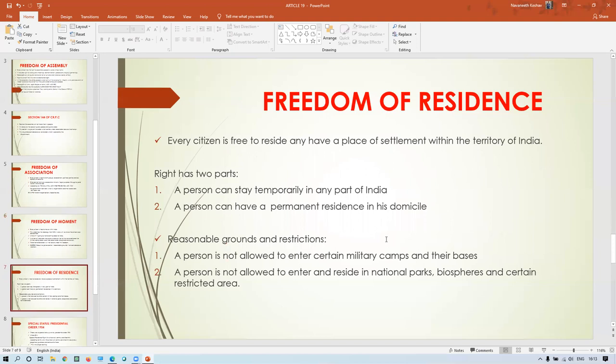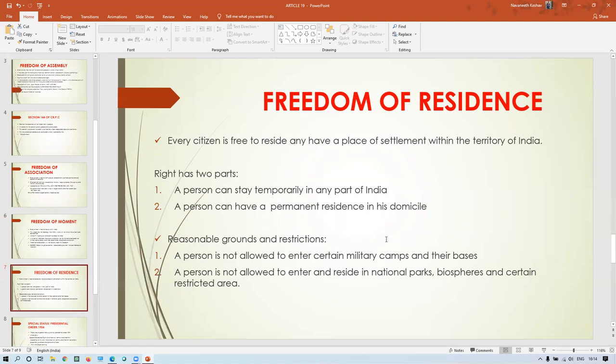Now coming to the fifth freedom, it is the freedom of residence. Every citizen is free to reside and have a place of settlement within the territory of India. Okay. So according to this right, there are two parts. You can temporarily be in any part of India, or you can have a permanent residence in your domicile. Domicile means staying in a place. For example, Karnataka is my domicile because I have stayed here for more than 10 years. So I have a permanent address, residence here. So this becomes my domicile.